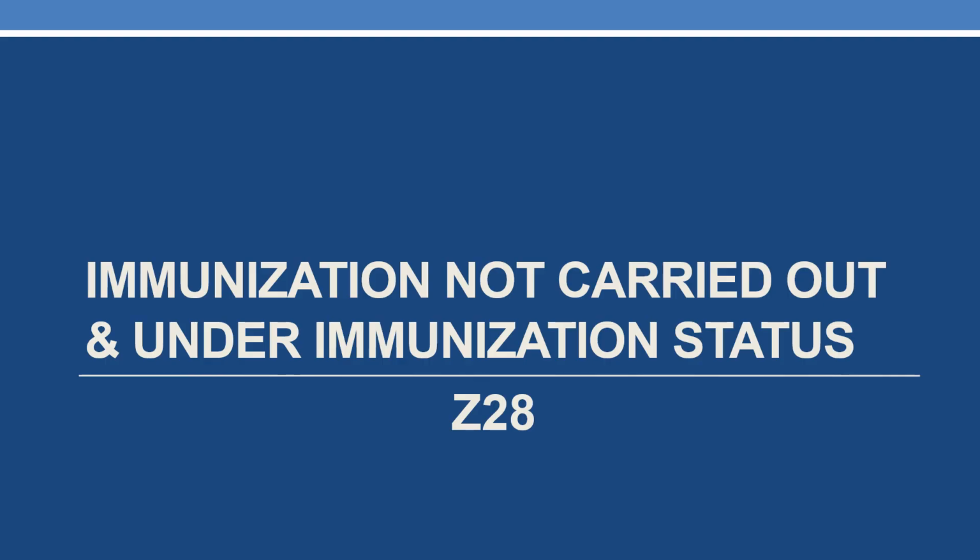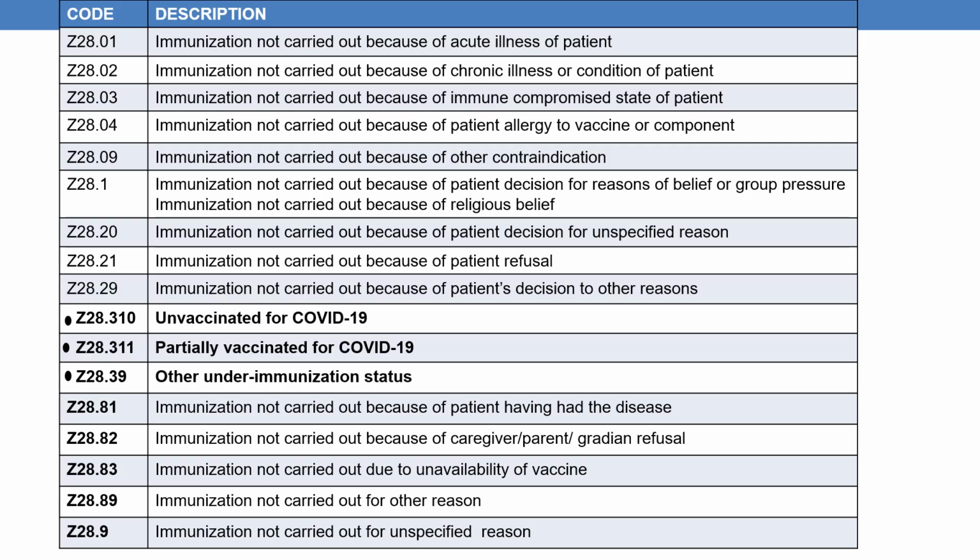The next thing is immunization not carried out or under immunization status, which is given by category Z28. Here is the list for the entire Z28 category. The first code is Z28.01. It deals with immunization not carried out because of acute illness of patient. They mainly deal with the reason why the immunization has not been performed. The next is Z28.02. It deals with immunization not carried out because of chronic illness or condition of patient.